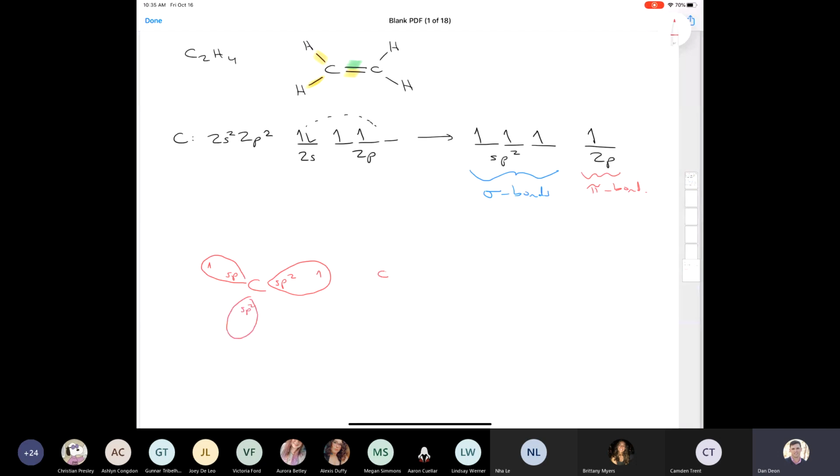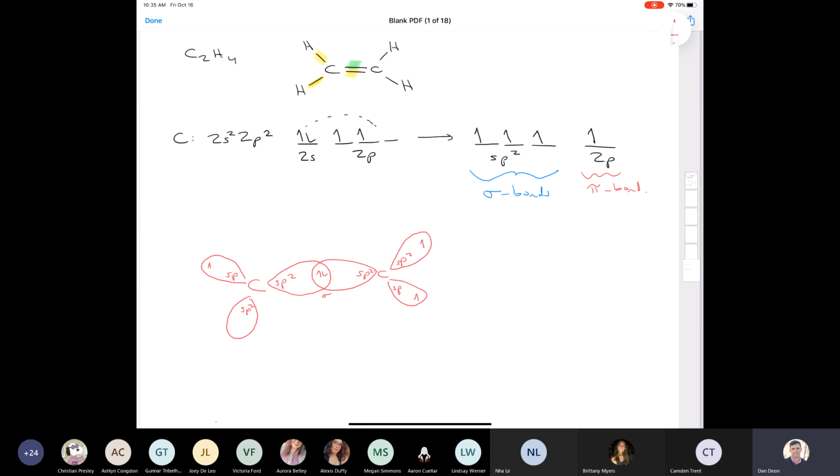Okay, but I'm going to have another carbon, and that carbon is also going to have 3 hybrid sp2 orbitals, right? I have an sp2 orbital here. That's going to share an electron. This is to make a sigma bond. I have the other one up here, another sp2 orbital, and another sp2 orbital over here.